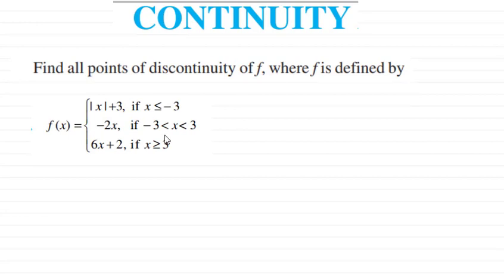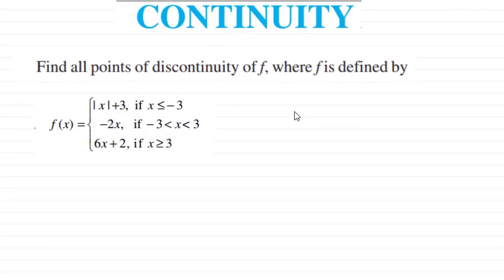Now here we can see how many numbers we are getting. x is less than -3, then you have -3, and you have 3. So these numbers are appearing here, and on the basis of these numbers we will decide our cases.